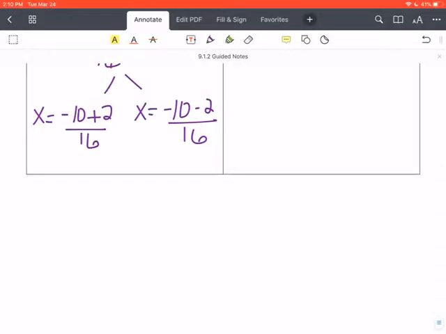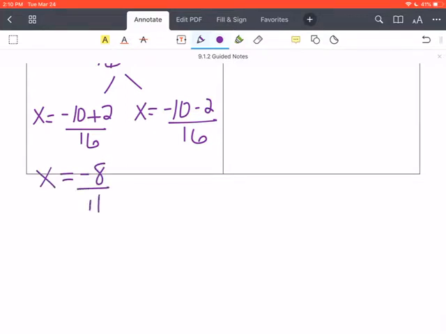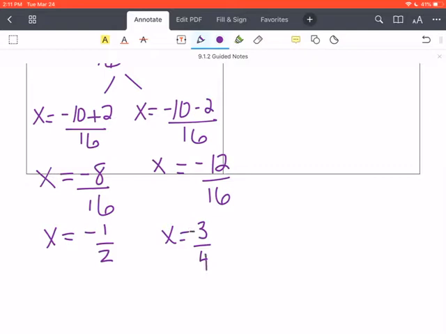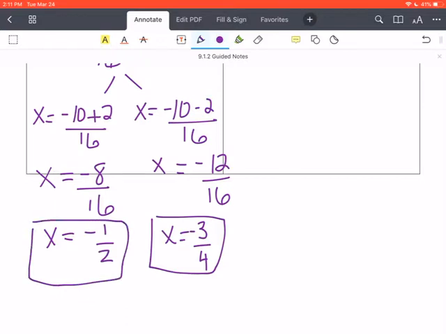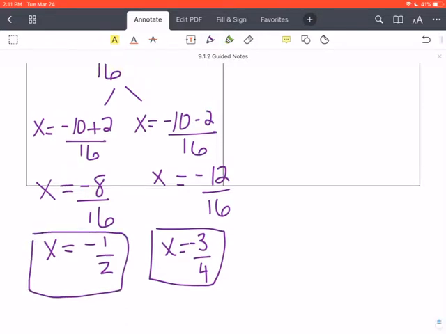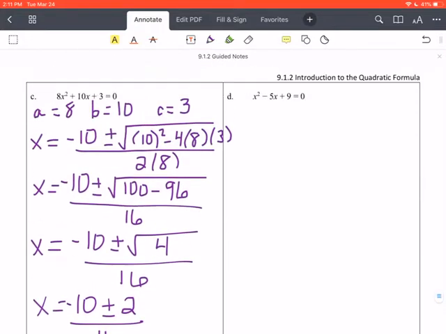Okay, one more step, or I guess 2 more steps maybe. Negative 10 plus 2 is negative 8 over 16, so that is going to reduce to negative 1/2. And then we have negative 10 minus 2 is negative 12 over 16, so we have x equals 3/4. You can use your calculator to simplify that. Negative 3/4, I should say, so please make sure that negative is still in there as well. Once again, that one would have factored because we are left with rational solutions.